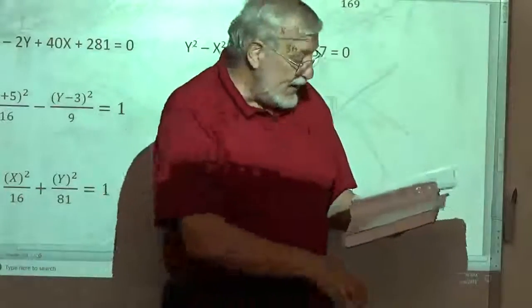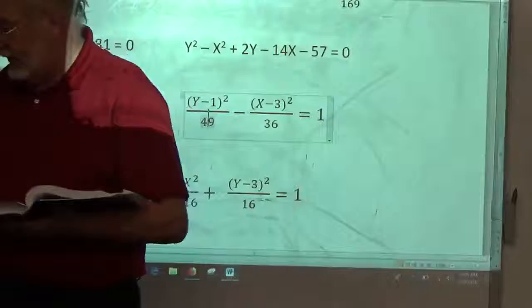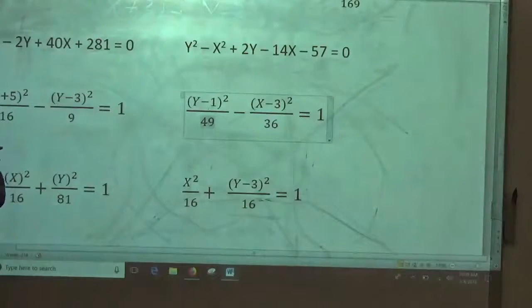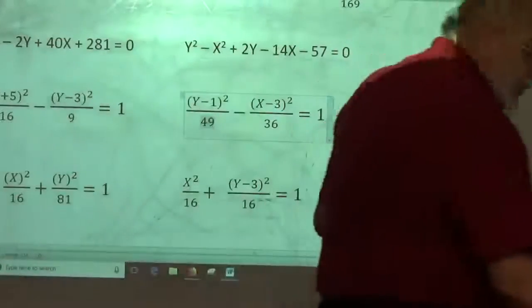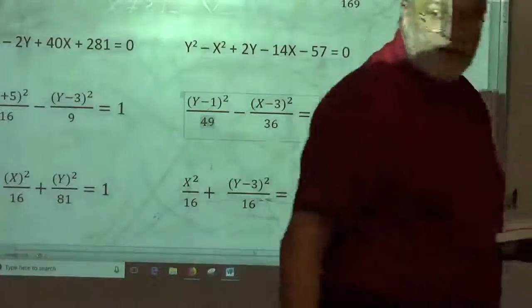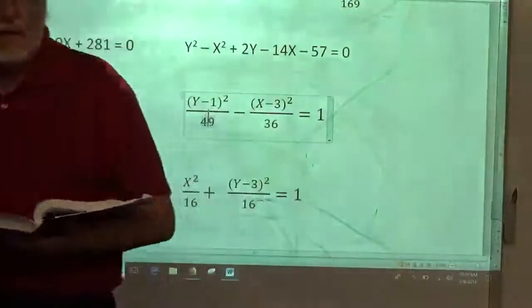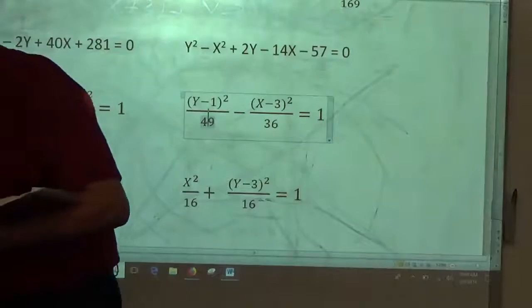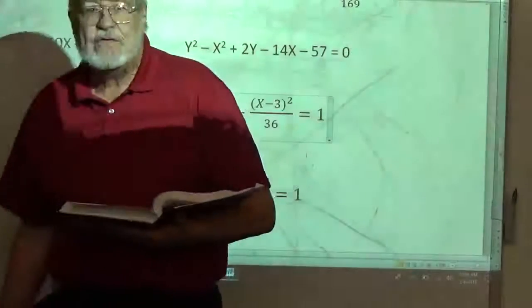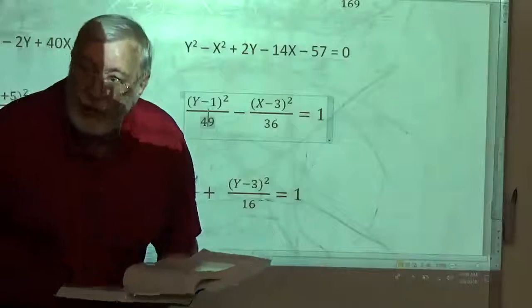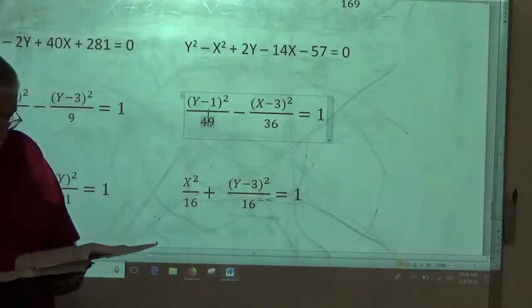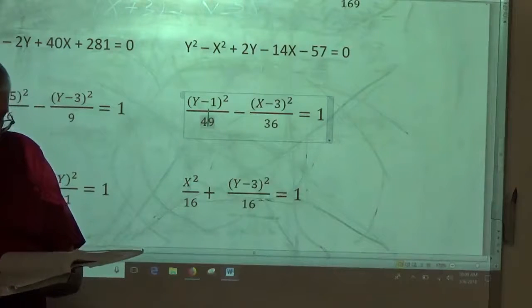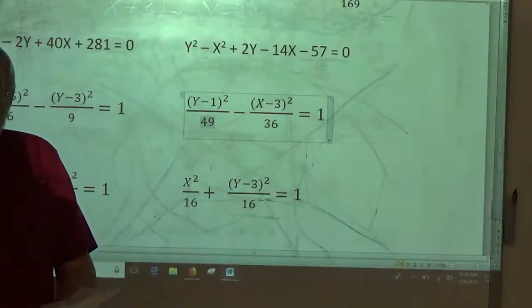All right, bottom of the page, look at number 1. First of all, how do we know that these are going to be circles? Because they're both squared, they're both positive, and they're both the same coefficients of 1. Okay, so the x is paired with what second term?